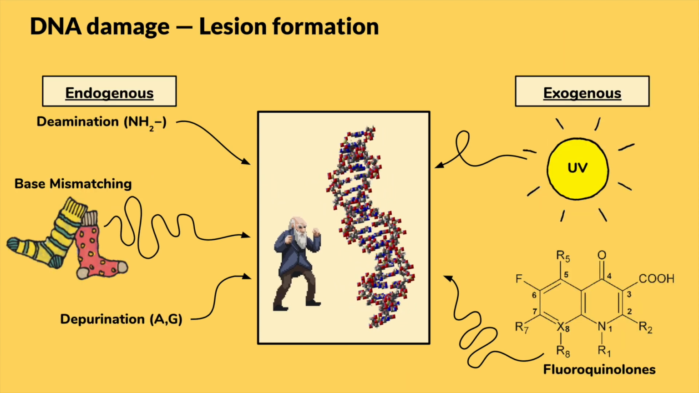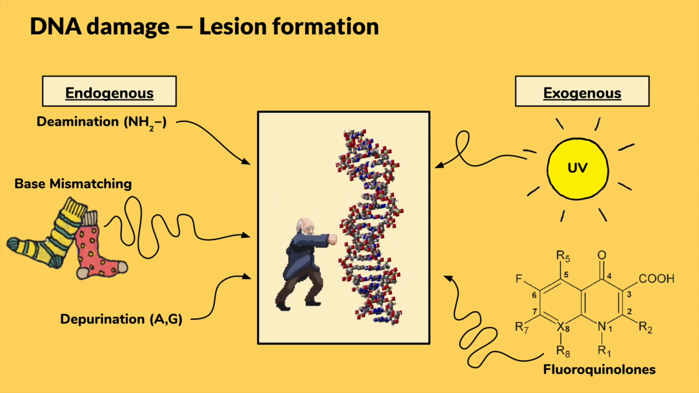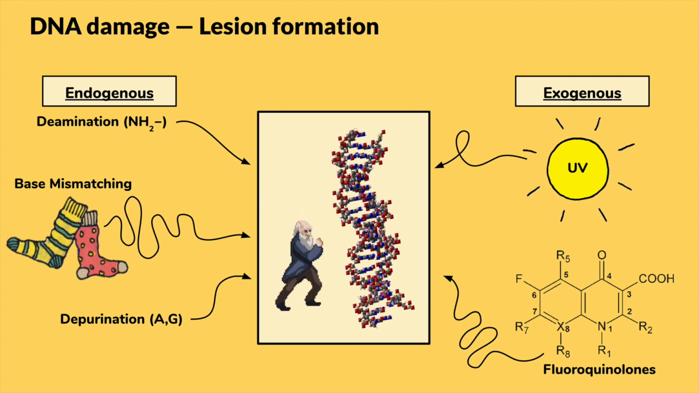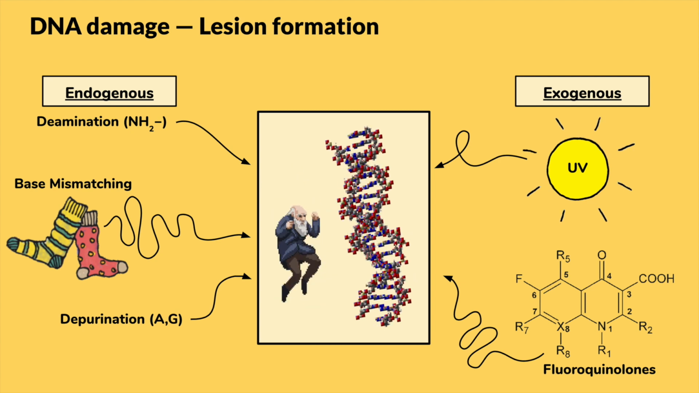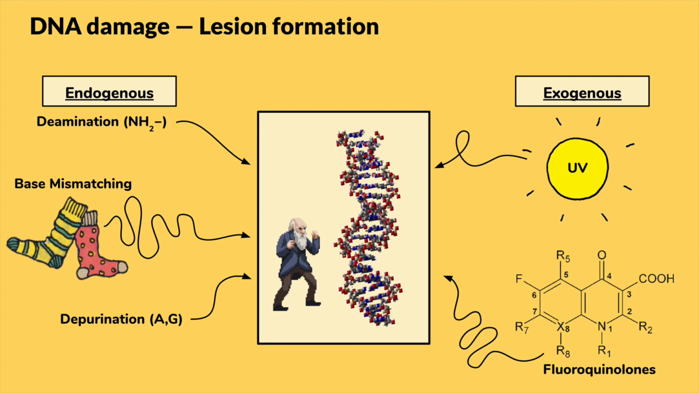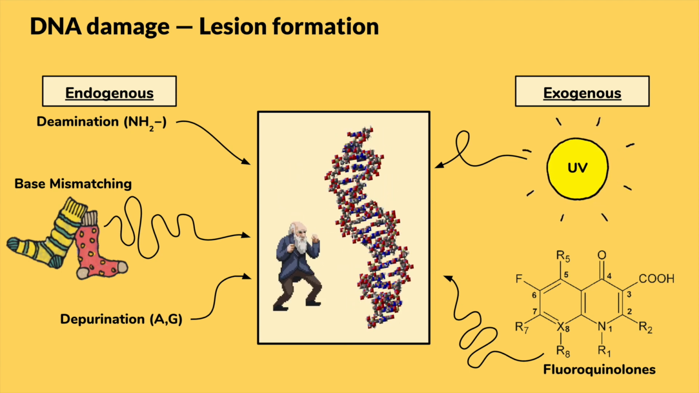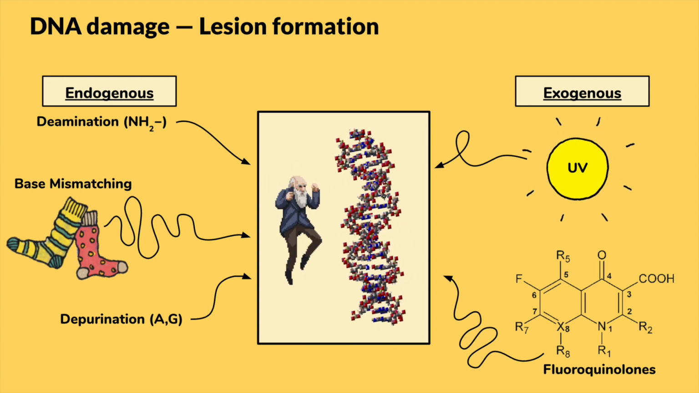So DNA damage can arise from endogenous processes, which are derived from within a cell. And these can include deamination events, base substitutions, strand slippage, and depurination reactions. But damage can also arise from exogenous agents, and these originate from a cell's environment rather than from cellular processes, and include things like UV radiation or treatment with drugs like fluoroquinolones, which are antibiotics that target DNA replication enzymes.